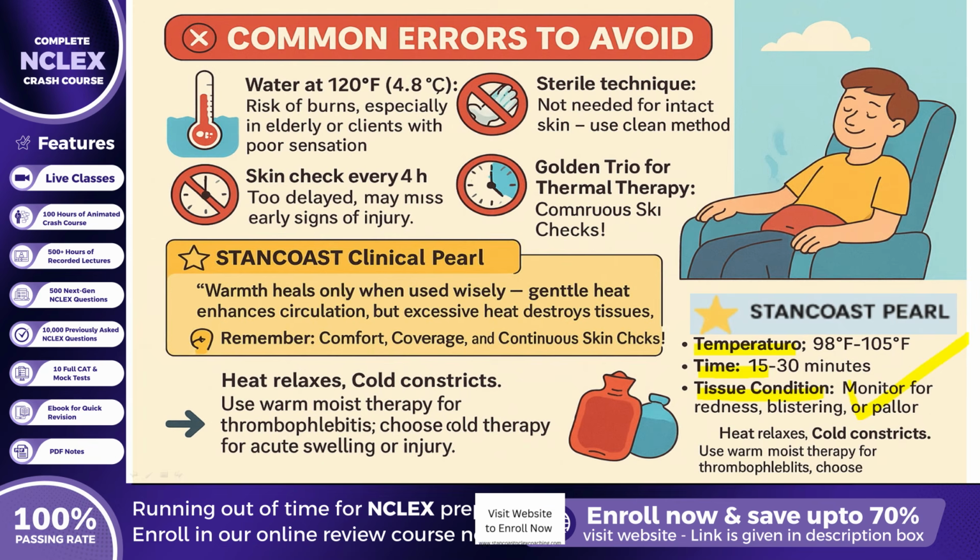Here is the final takeaway. Heat relaxes, cold constricts. So, for venous inflammation such as thrombophlebitis, choose warm, moist therapy. For acute swelling or injury, cold compresses are the better option.